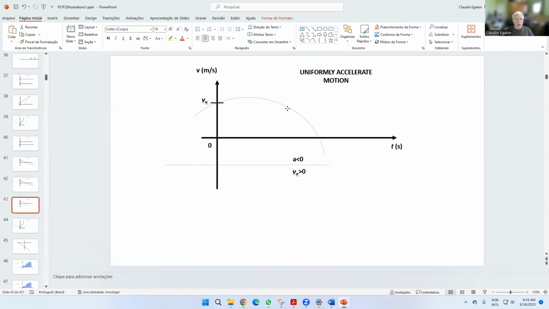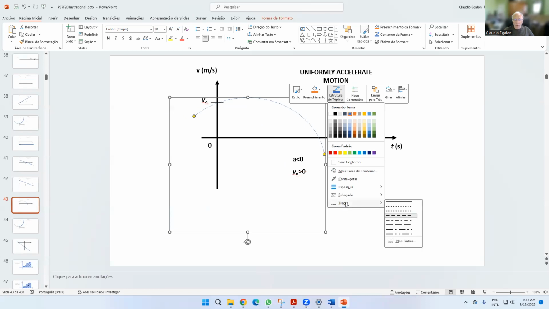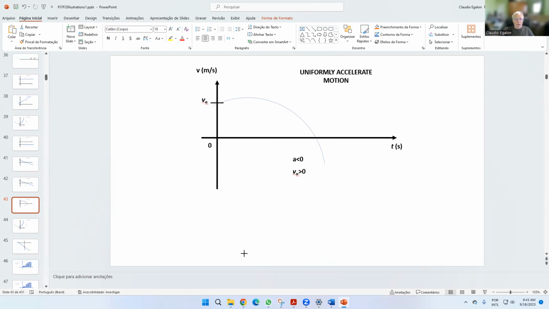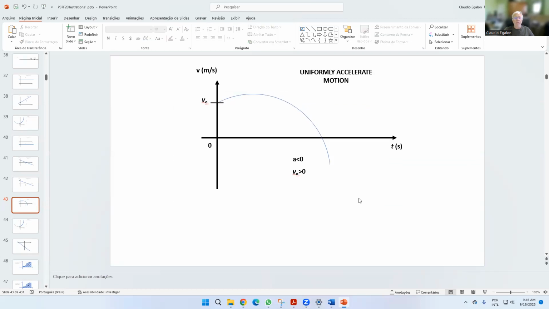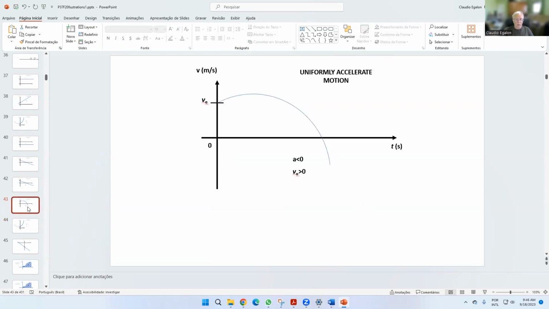Let's see, initial velocity is positive, right? What means initial velocity is positive? The slope must be positive at this point at t equal to 0. Okay? Since the acceleration is negative, the concavity is down. And I'm gonna get here x naught greater than 0.